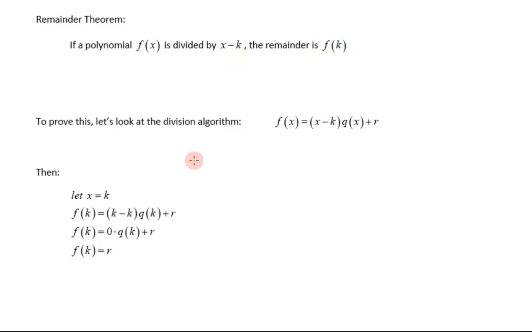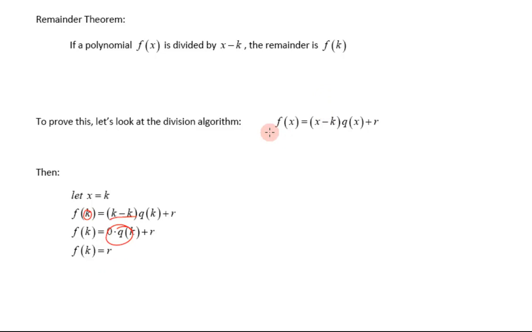So, let's take this and let x equal k. I put x equal k, now x here is a k, and then the x here becomes a k. K minus k, that just comes out to be 0, right? And this is q of k, but I don't know what q of k is. It doesn't matter because 0 times q of k is 0. This all goes away. And then we have plus r. So the only thing left is r.